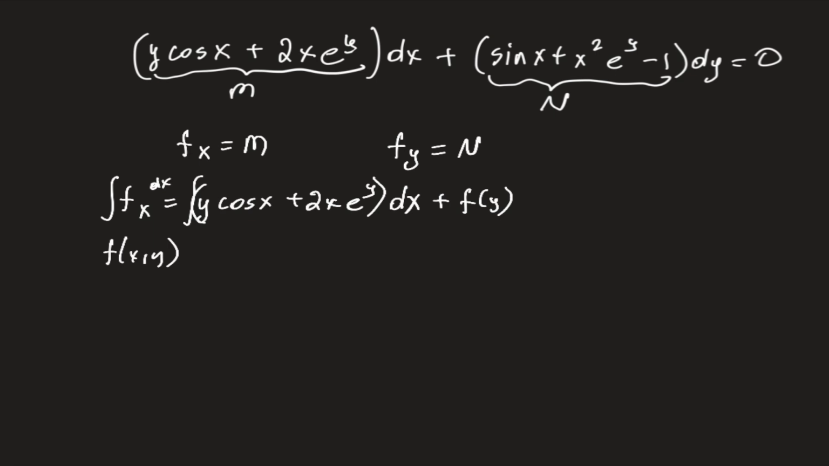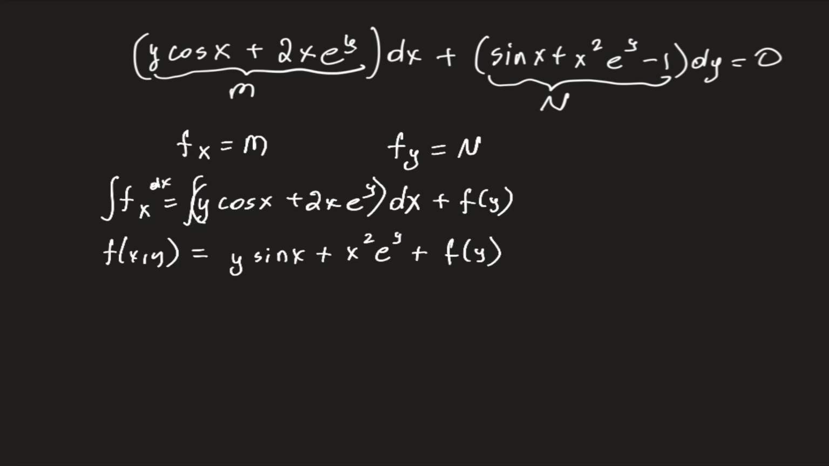And on the right side here, we have an integral of y cosine x. So we're going to treat y as a constant again. And an integral of cosine is nothing more than sine x. Then we have plus e to the y, and integral of 2x is just x squared, plus my function of y.